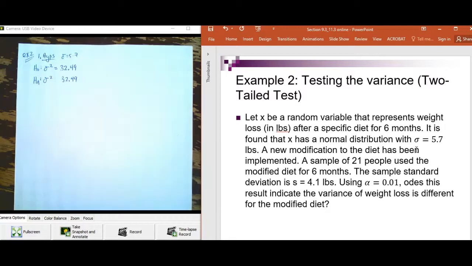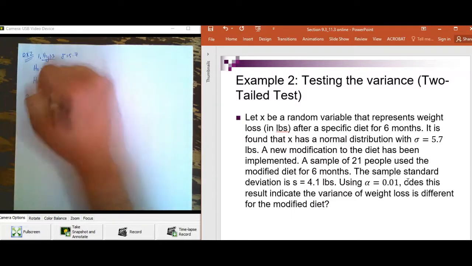All right, now which direction are we testing? So let's look. Using the alpha equal to 0.01, does this result indicate that the variance of weight loss is different from the modified diet? So here we're just testing for a difference, which means we'll use the not equal to symbol. It doesn't specify greater or less, it just says different, so we use the not equal to symbol there.